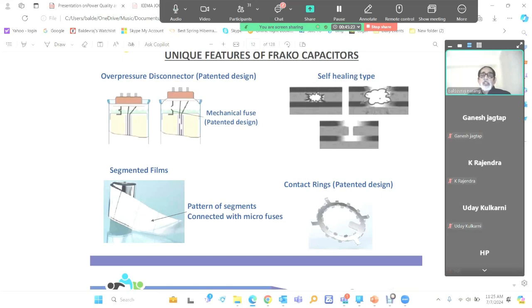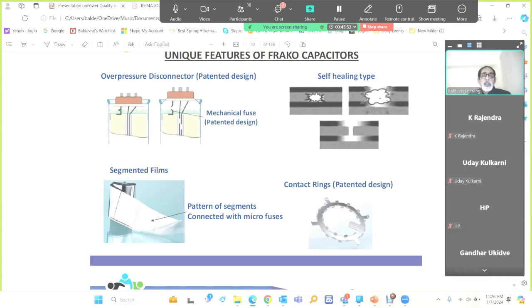Suppose there is an inrush current, heavy inrush current for any reason, the metallizing on the film evaporates and the fault is cleared, and the capacitor continues to run with almost negligible or no change in the capacitance value. So this is the self-protection available within this, which is not available in others. And then we have another overpressure interrupter mechanism.